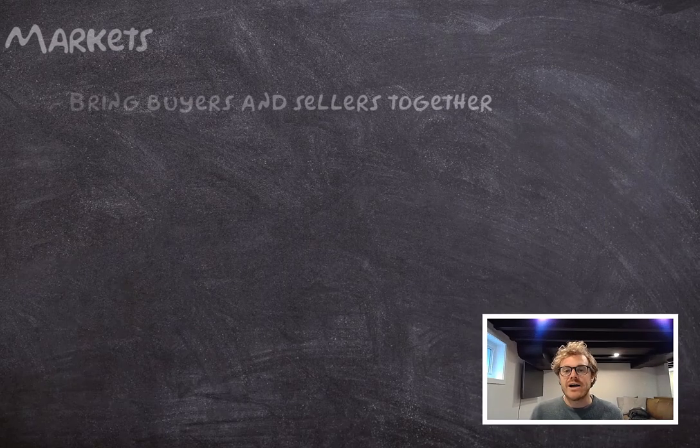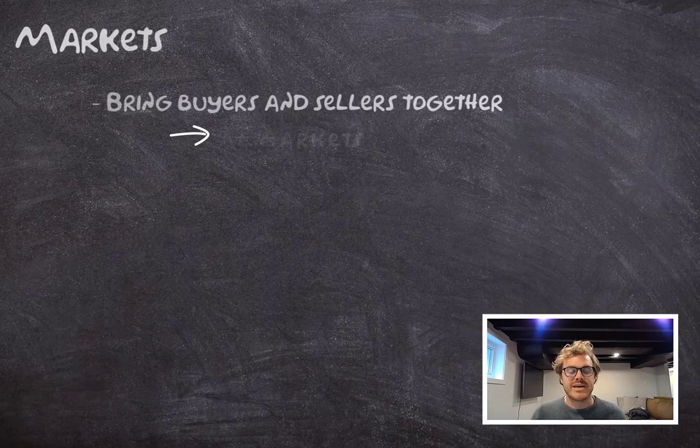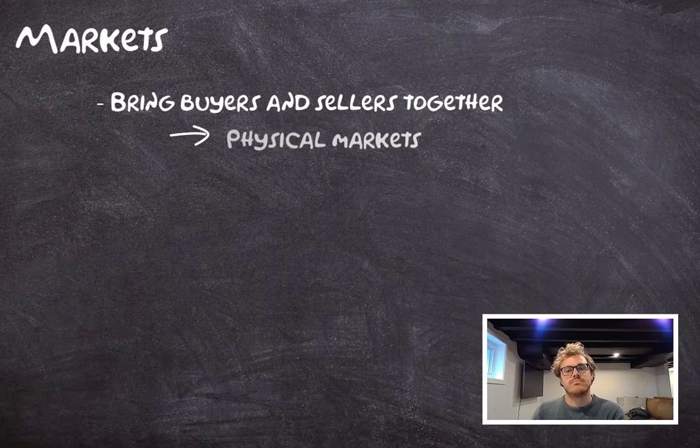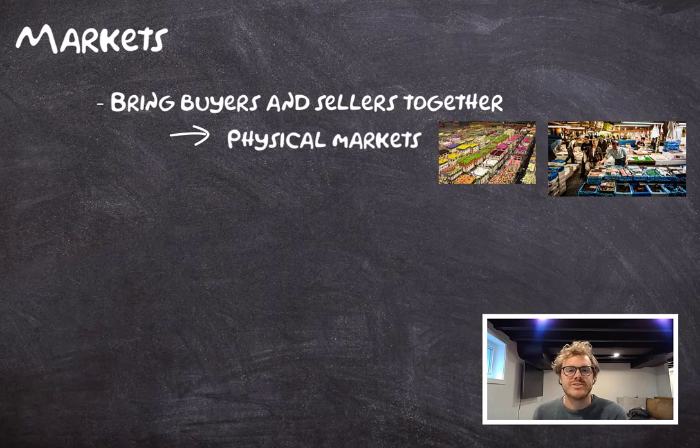So as we've discussed before, markets bring buyers and sellers of a product together. They can be physical markets such as the famous Tokyo Fish Market or the flower auctions in the Netherlands, or they can be online marketplaces such as eBay or Amazon. Regardless of where they take place, markets simply bring buyers and sellers together.